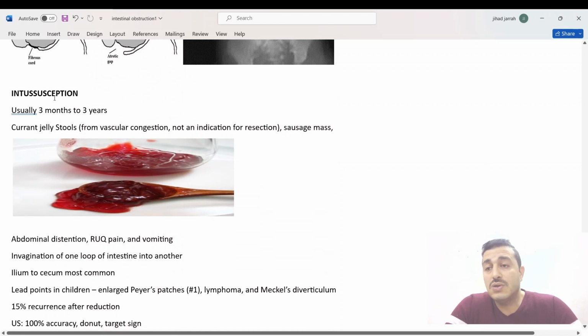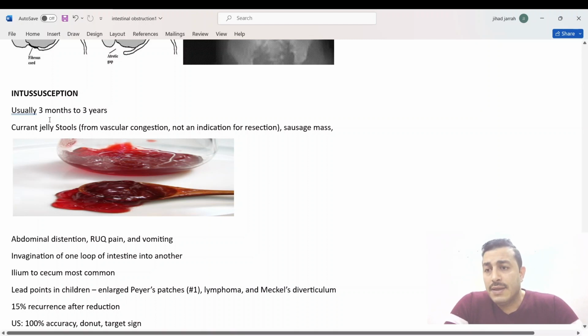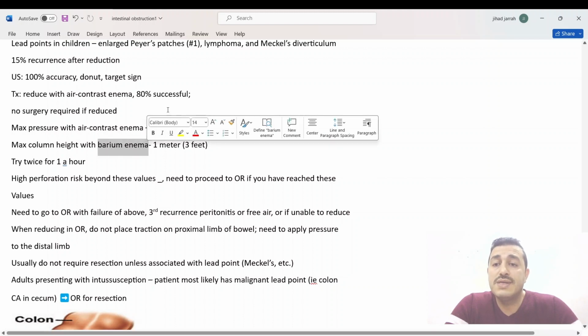Okay, intussusception also. Intussusception can present in adults and can present in children. Actually, in adults we do not have the typical picture of currant jelly stool that we know. These present usually between 3 months and 3 years, and another difference between adult and pediatric is that adults usually have a leading point. Most commonly it is malignant, but it could also be benign. Ultrasound is accurate, and we have the donut target sign. We use reduction, either air contrast enema or barium enema, with certain parameters.